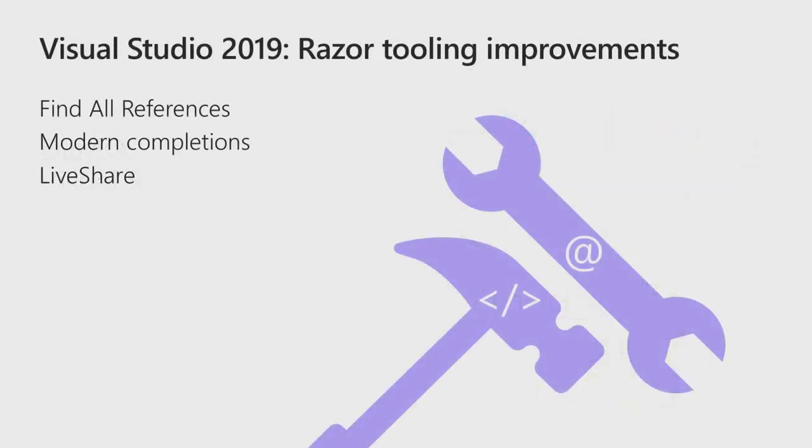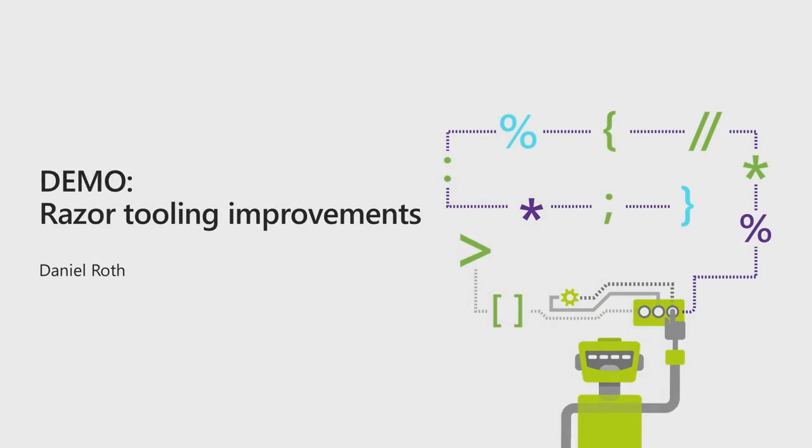Cool. So that's some of the new features that are in .NET Core 2.2 used within Visual Studio 2019. There are also a bunch of really great Razor tooling improvements in Visual Studio 2019. Razor is the format that we use to generate HTML dynamically using a combination of HTML and C#. Some of the improvements that we've added for Razor in Visual Studio 2019 is support for find all references, modern completions, and of course, Live Share. So let's go take a look at that.